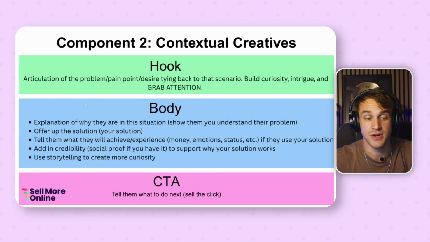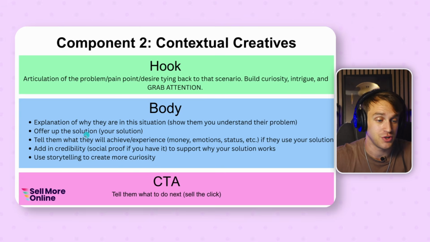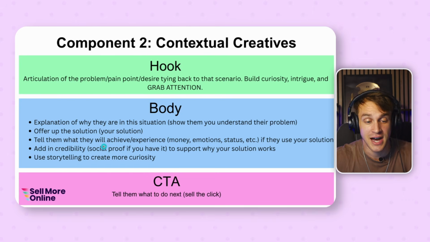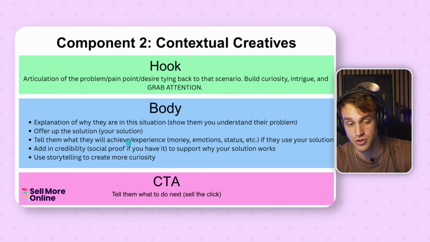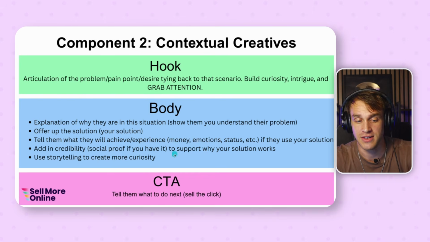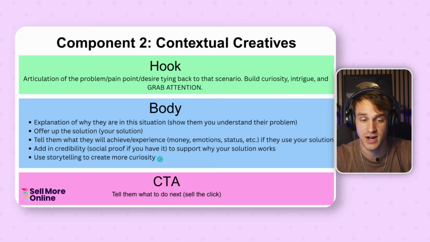Now in the body, we want to explain why they're in this situation. So show them that you understand their problem. Then we want to offer up the solution. We want to tell them what they will achieve or experience, like the money, emotions, status, etc., if they use your solution. Add in some credibility if you've got it, like social proof. Articulate a couple of case studies real fast to support why your solution works. And also use storytelling in some ads to create more curiosity. So per theme, you could have a direct ad and then also one that has more curiosity, more storytelling in it. So just test things out.